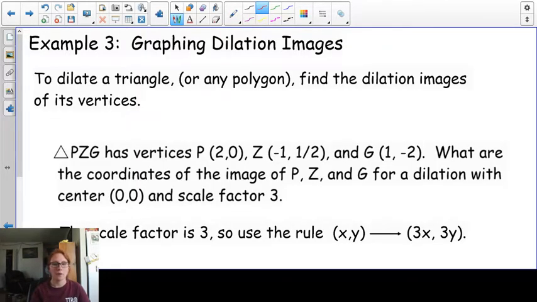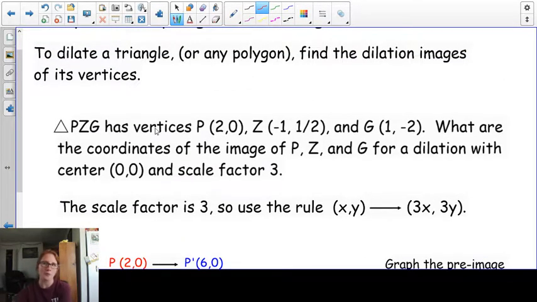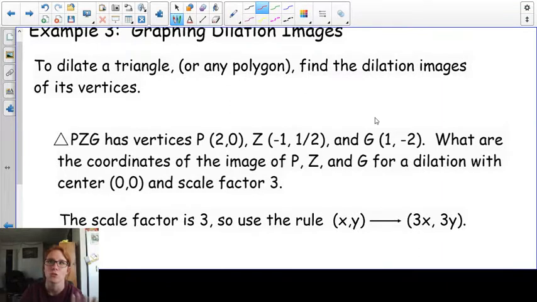All right, now we're going to go ahead and actually graph our own dilation. To dilate a triangle or any polygon, we're going to find the dilation of its vertices. I'm originally given this triangle of P at 2, 0, Z at -1, 1/2, and G at 1, -2. Mine is on the next slide, so I'm going to have to flip a couple slides. You can just graph it as you see it.